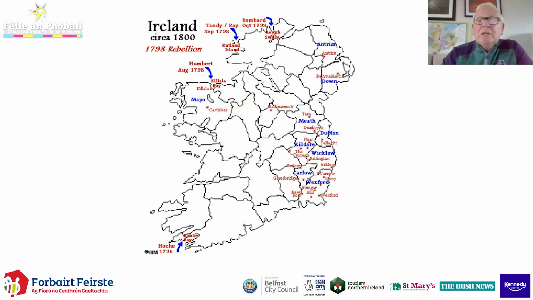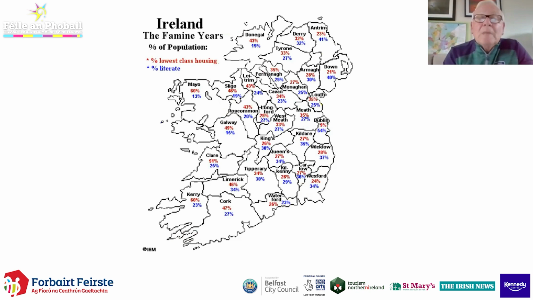Then we have the 1798 rebellion, and marked out in red there are the main areas of the uprising, the main centres of activity by the United Men. And then here's the famine years. And you can see, if you look at the percentages, the lowest classes of housing and the lowest areas of literacy are all marked out on that right across the country.